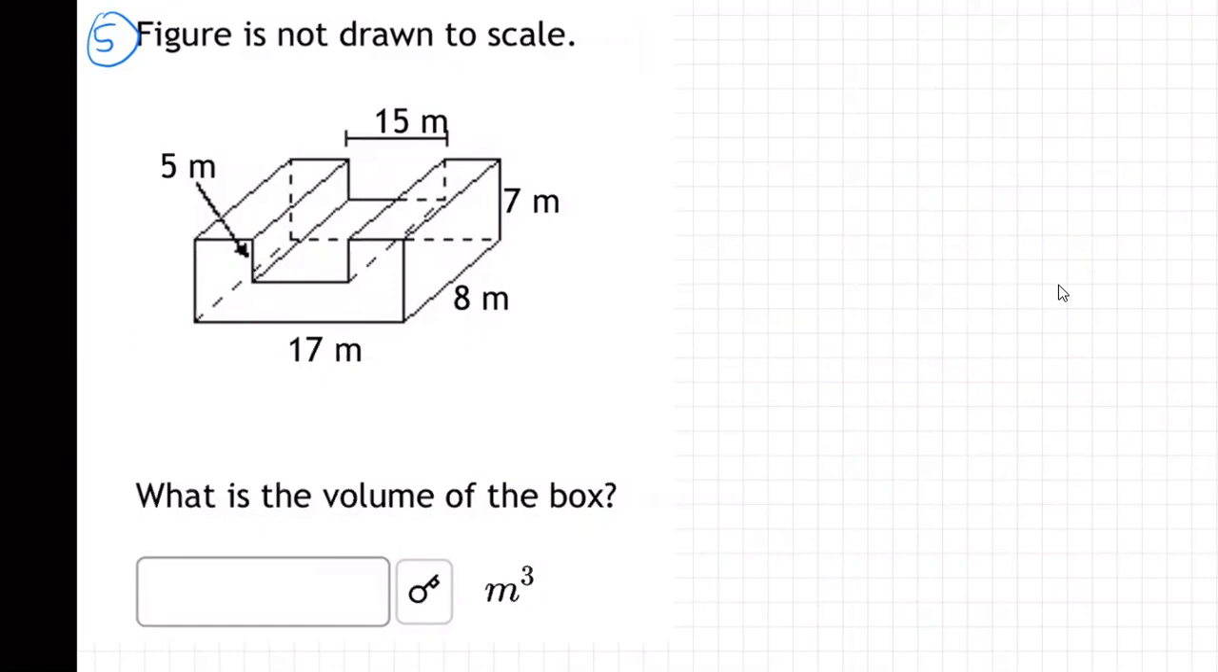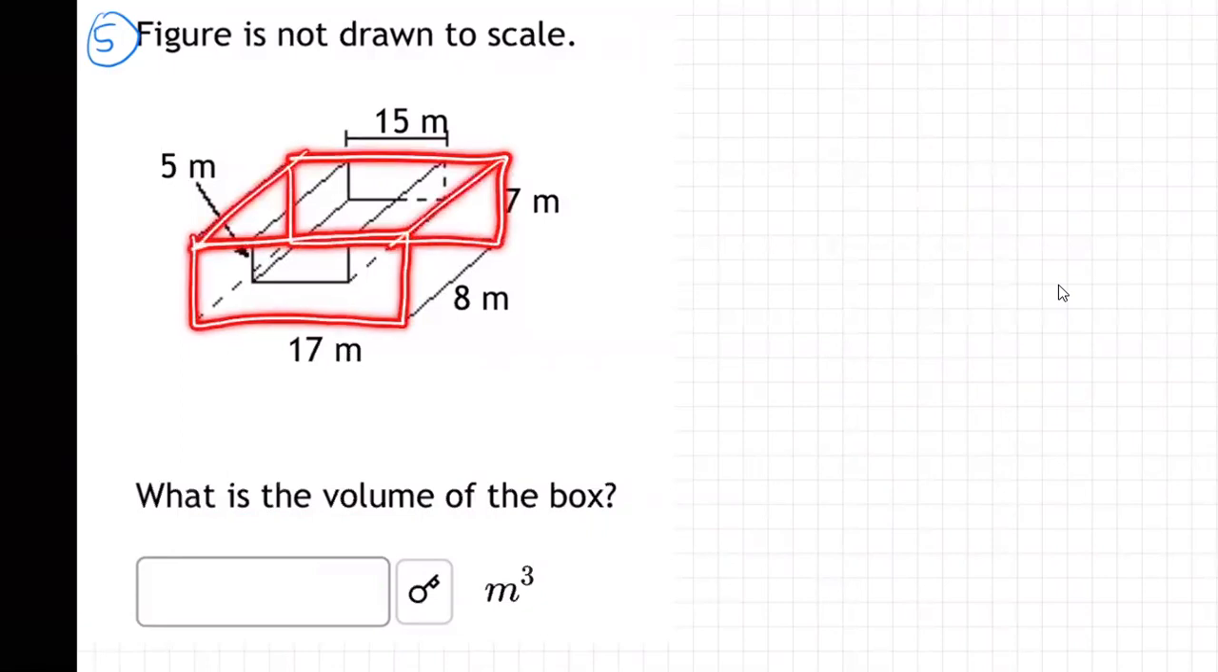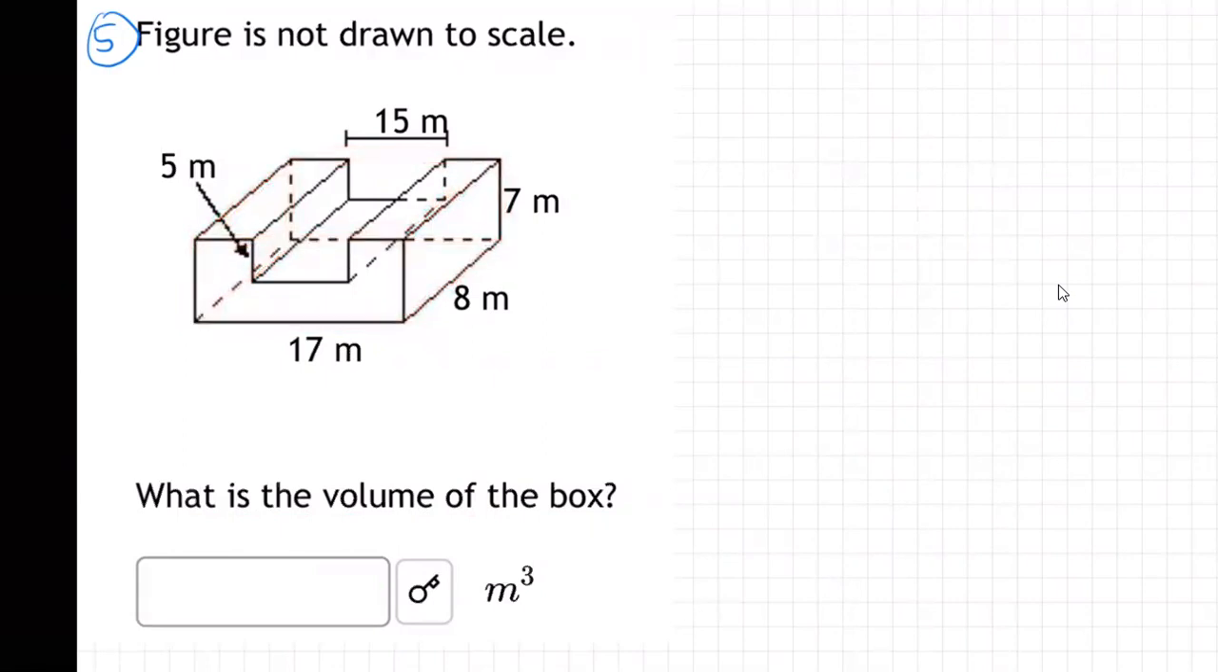Well, there's a few ways you could do this problem. What I believe to be the easiest way is to do it by subtraction. In other words, I'm going to take the whole entire box, pretending it's all filled in, one whole box like that. Find the whole volume as if it was all filled in. And then I'm going to subtract out this hole right here. Does that make sense?